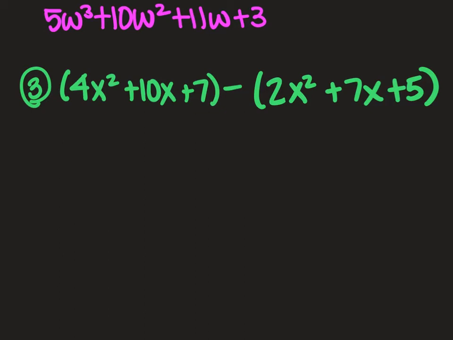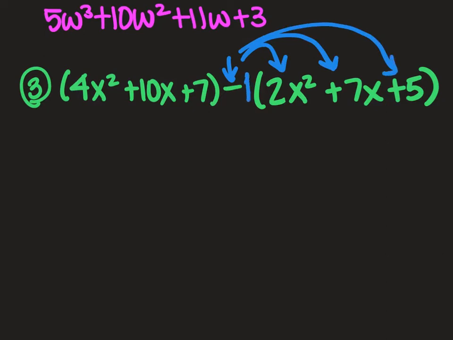For this simplification, I want you to notice I have a negative. So I'm going to be subtracting this entire polynomial from this one. The difference between subtracting polynomials and adding polynomials: with adding, you literally just combine like terms. With the subtraction, what you want to think about is distributing this negative to each term of the polynomial behind it.